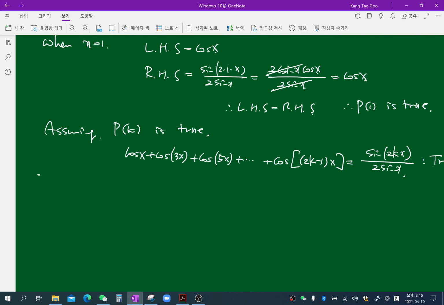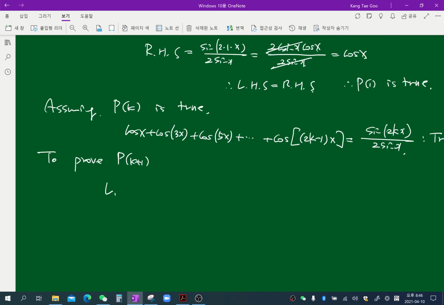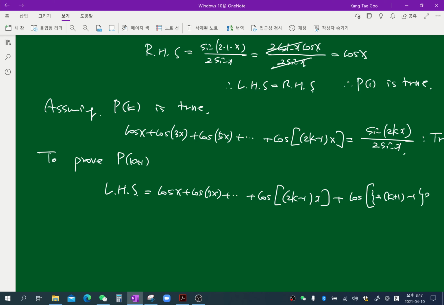Then, to prove P(k plus 1) is also true, the left hand side of P(k plus 1) is cosine x plus cosine 3x plus and so on, plus cosine of (2k minus 1)x plus one more. What is that? Cosine of (2(k plus 1) minus 1)x, right?